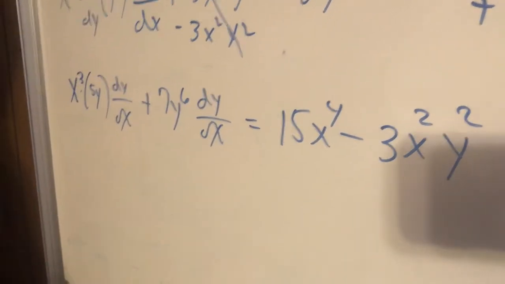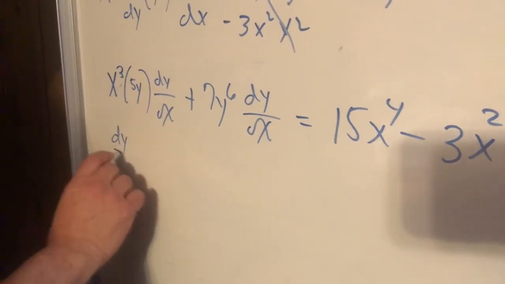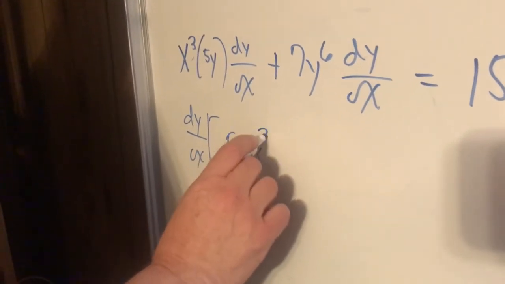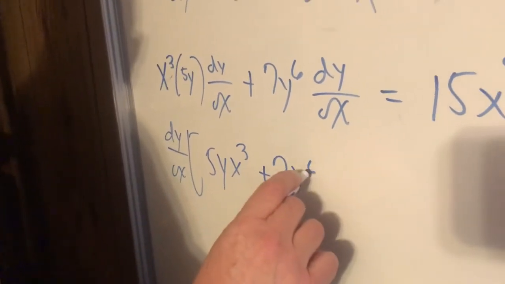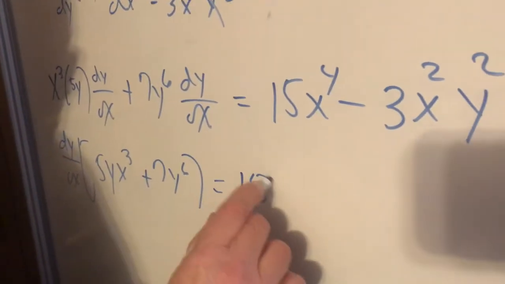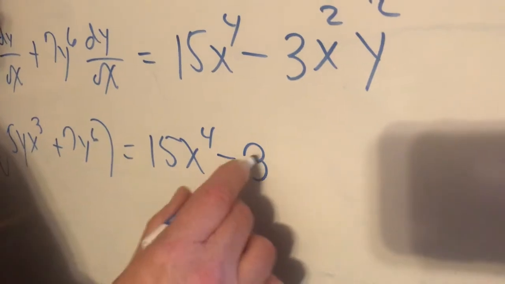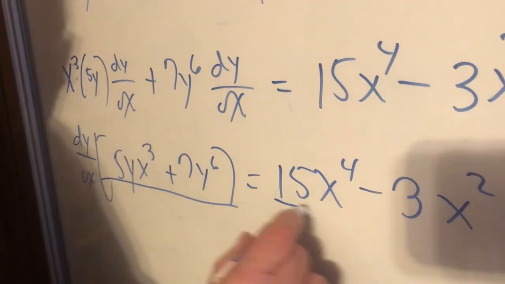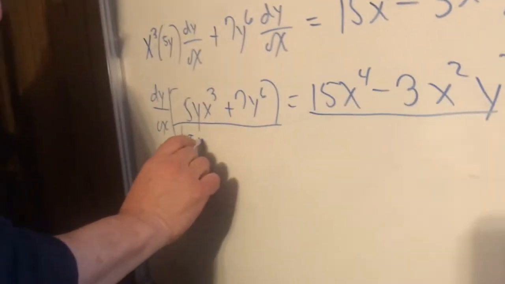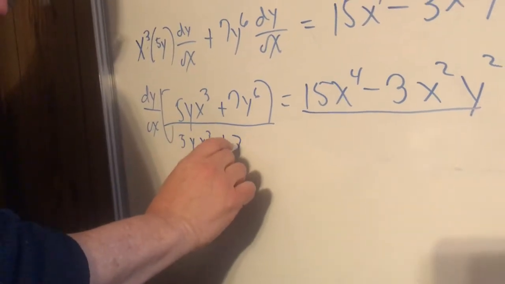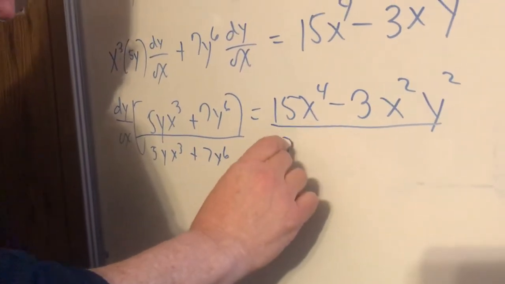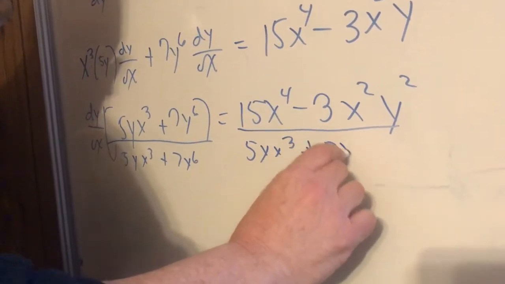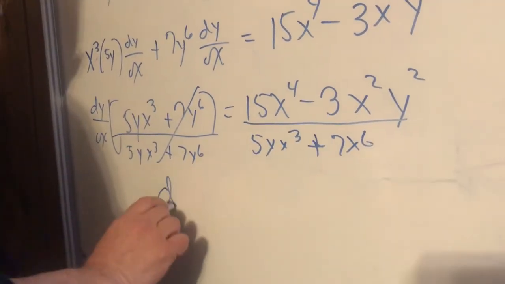Now I want to solve for dy dx, so I'm going to factor it out. I'm going to write this as dy dx times the quantity 5y x to the third plus 7y to the sixth equals 15x fourth minus 3x squared y squared. Divide out by this sucker here. And we get a final answer.